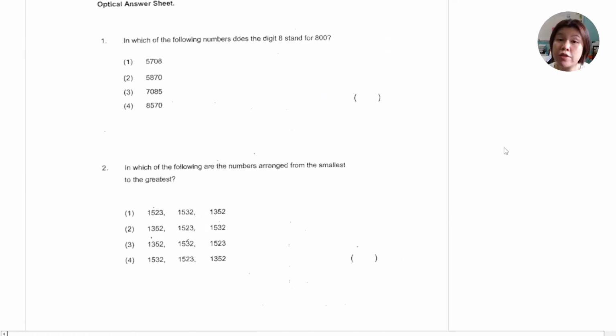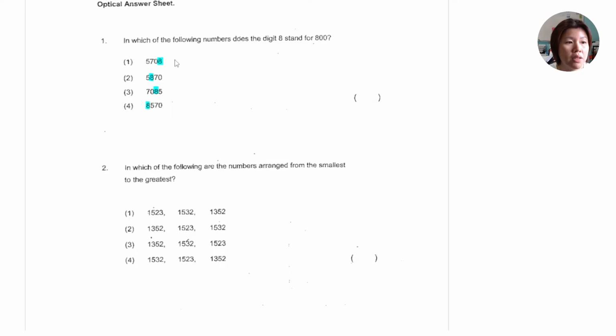So let's move on to the first question, multiple choice first. In which of the following numbers does 8 stand for 800? So 800 is this place. We will look at the digit here. So which one is 800? I will just mark it. This is 8. This is 8. So we shall find the value of 8.